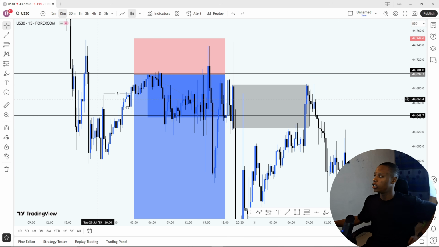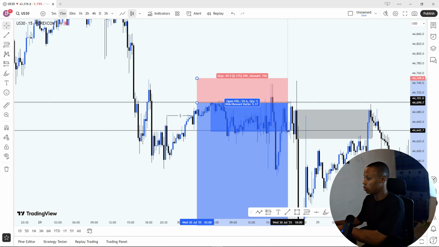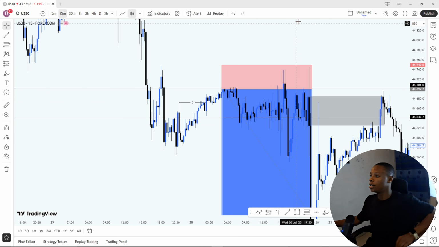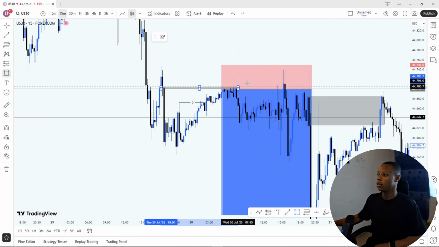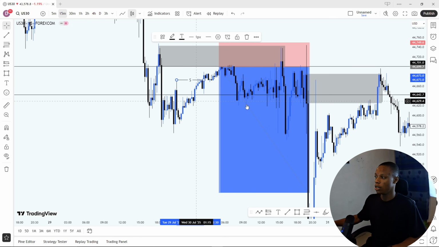US30 is bearish, so I was looking out for sales. I was not looking out for buyers, I was just looking out for an opportunity to sell. And I had this order block, which is this last black candle. It's an order block to sell from. Using this very high as my liquidity, I took the sell.